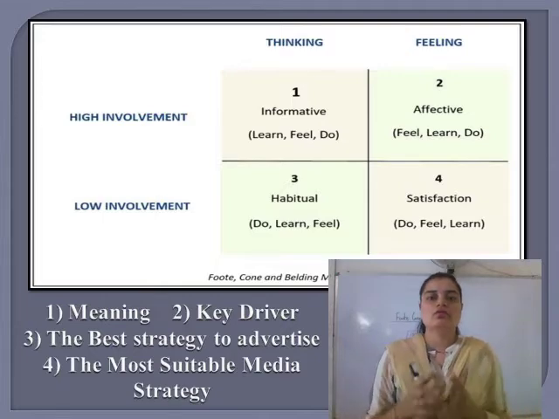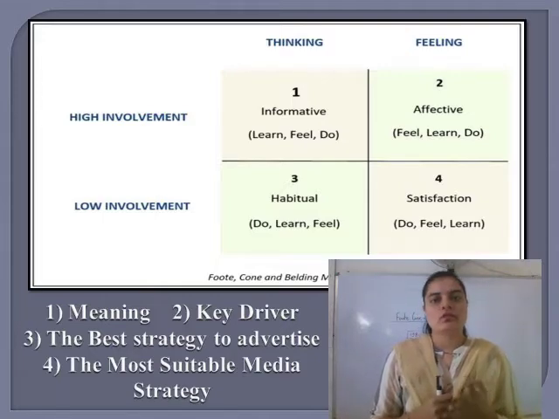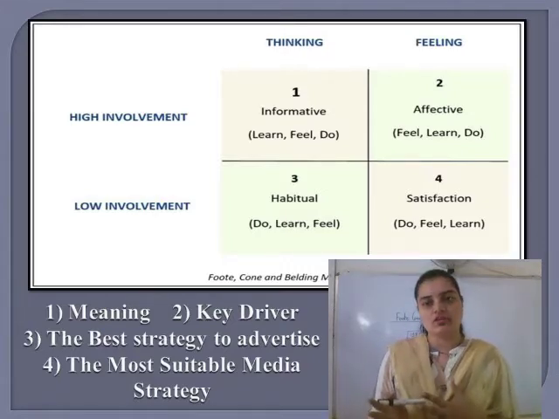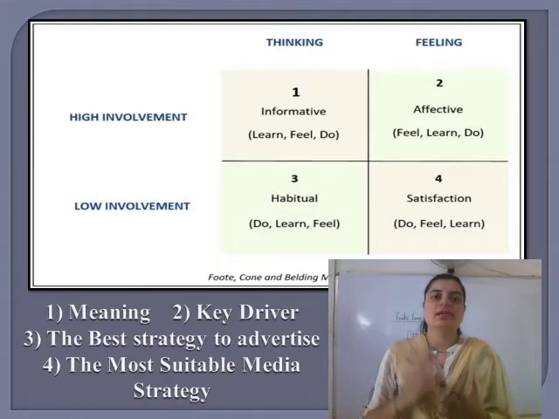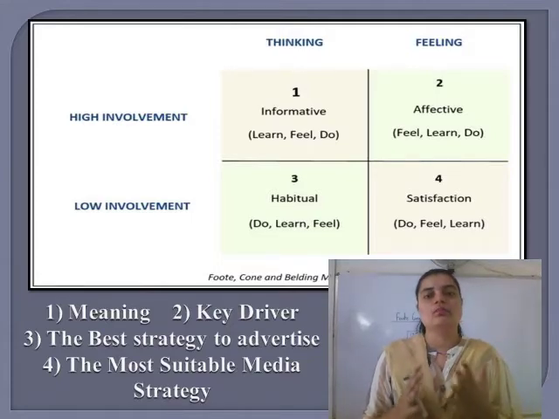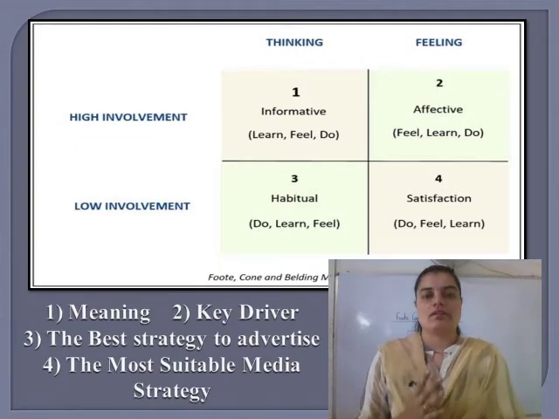Now, we are going to talk about each and every quadrant on four parameters. The first one, we will discuss the meaning of the quadrant. Then we are going to discuss the key driver of each quadrant. Then the third one will be the best strategy to advertise the products in the particular quadrant. And the fourth one, which is the most important, is the most suitable media strategy. Now let's move to the first quadrant.